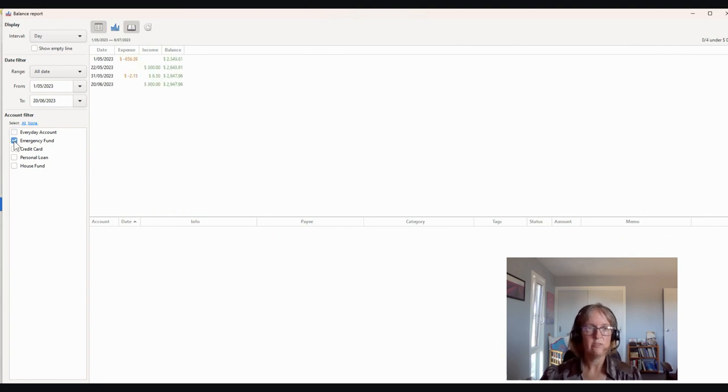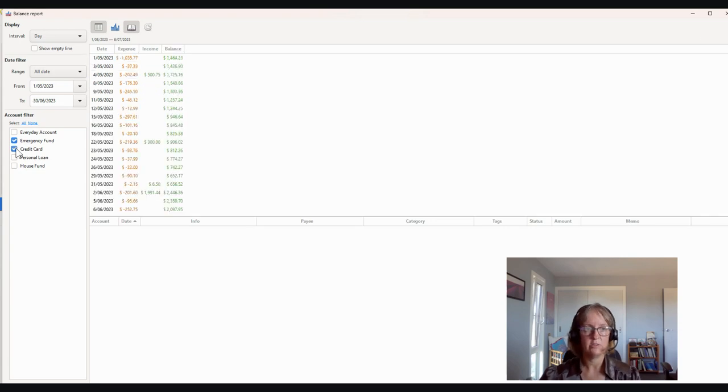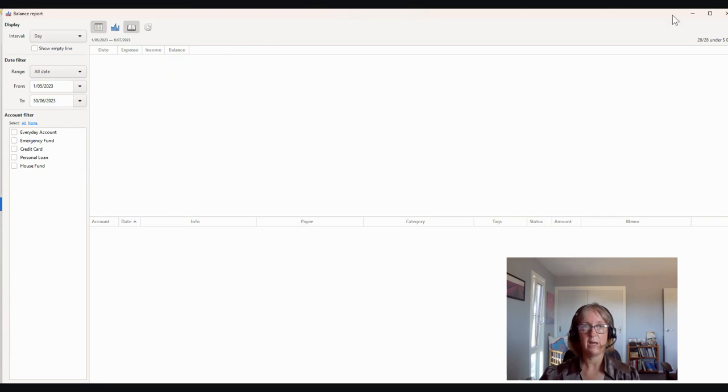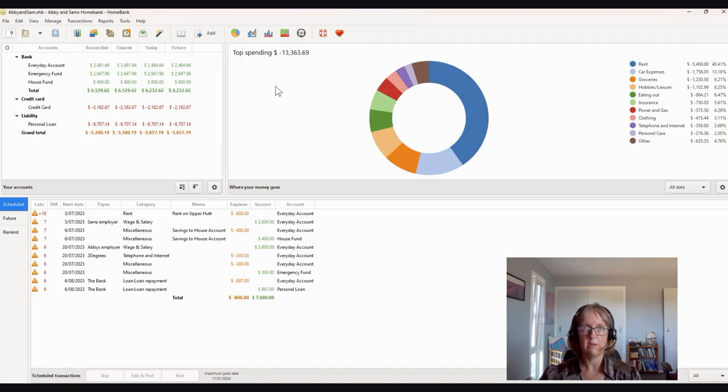So that's the everyday account. You can see the emergency fund, and that's moving up and down. And in May, because they bought a couch, they pulled some money back out of the emergency fund just to make sure that they could cover it. And you can see their credit card and all their other accounts. So that's the balance report. It's actually quite useful. But again, there's a bunch of numbers there, but it's what you do with those numbers that matters.